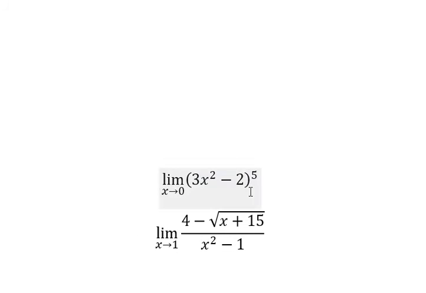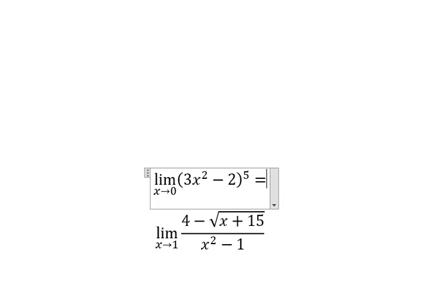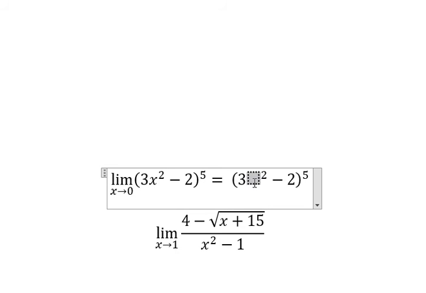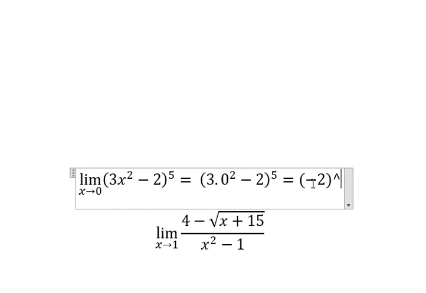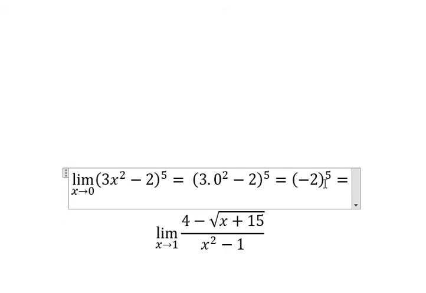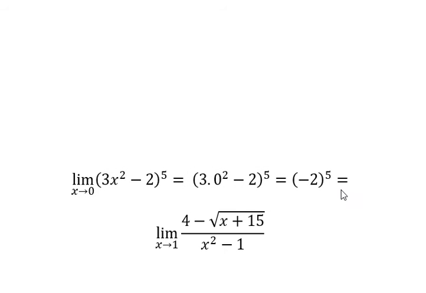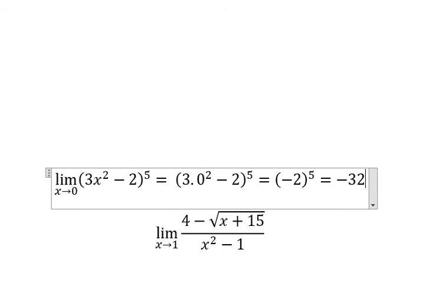Now let's go to the next one. For this one, we just put number 0 in here. And we got the final answer. So we just have only negative number 2 to the power of 5. And this one you got negative 32. And this is the final answer.